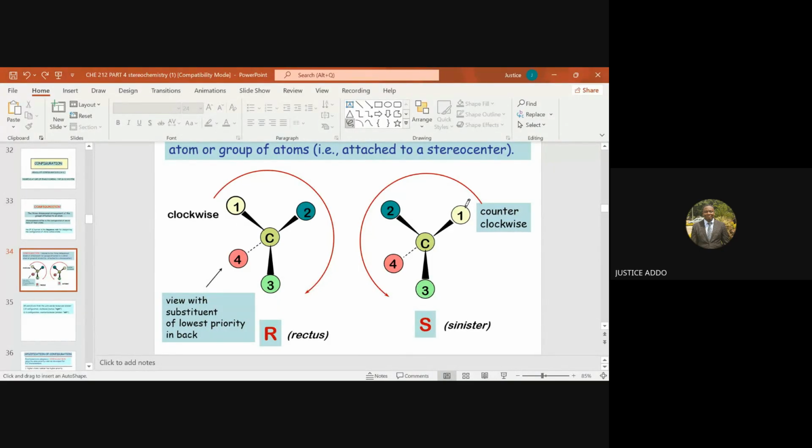So anytime we talk about a pair of enantiomers, it means you are referring to what? 2 compounds. If you say there are 5 pairs of enantiomers, that translates to what? 10 compounds, because each pair involves 2. And if there are 20 pairs, you are referring to what? 40 compounds.